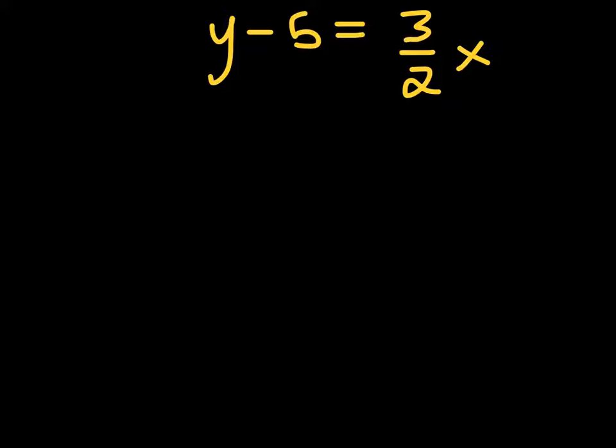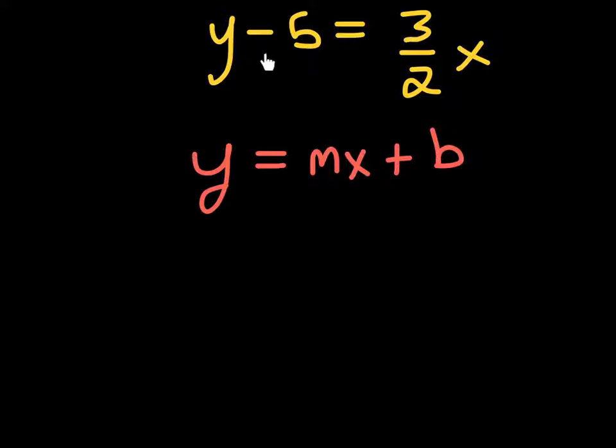Is this in y equals mx plus b? Is this slope-intercept form? Quick reminder, y equals mx plus b is slope-intercept form. You should be able to see right away that this isn't in slope-intercept form, is it? Because it's y minus 5 equals 3 over 2x. But we can get it in slope-intercept form by simply moving things around a little bit.